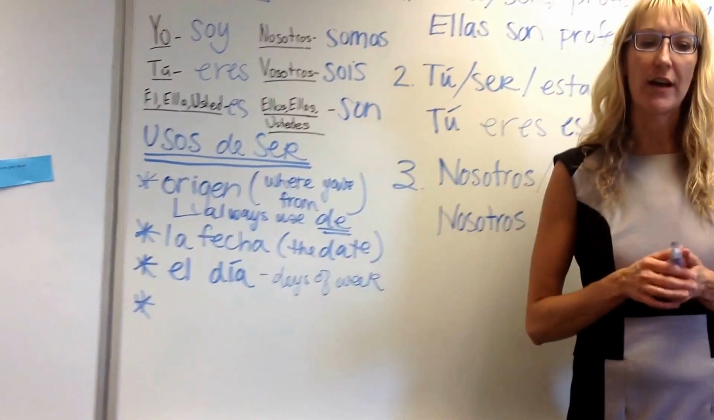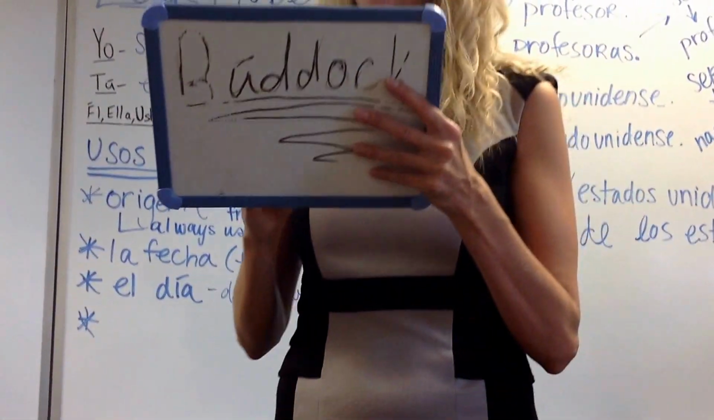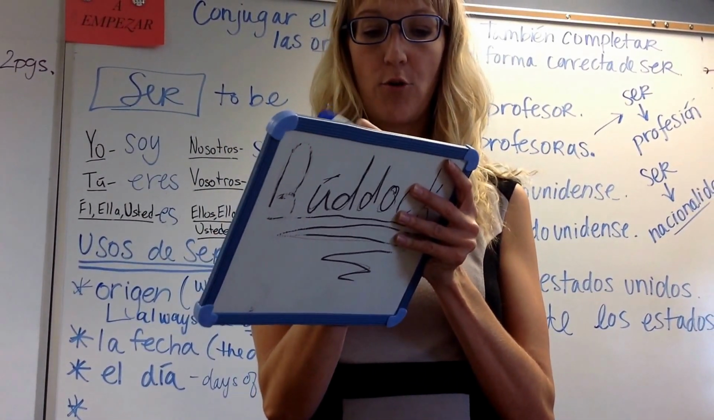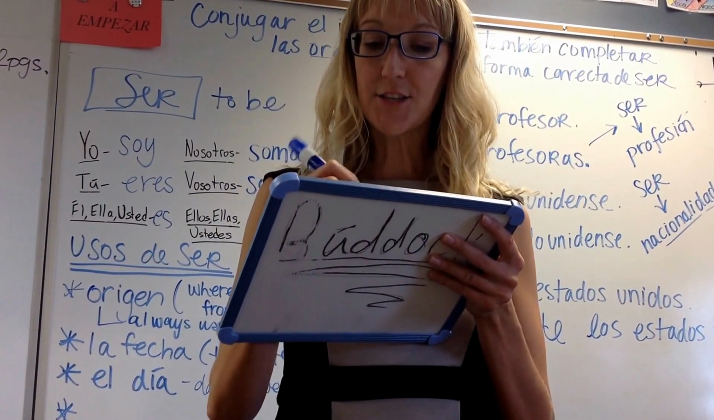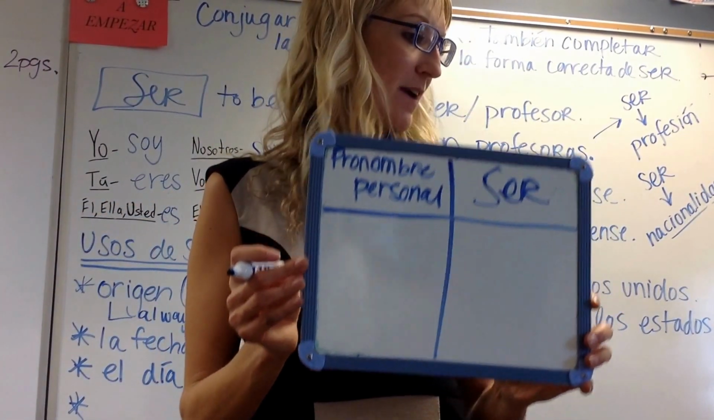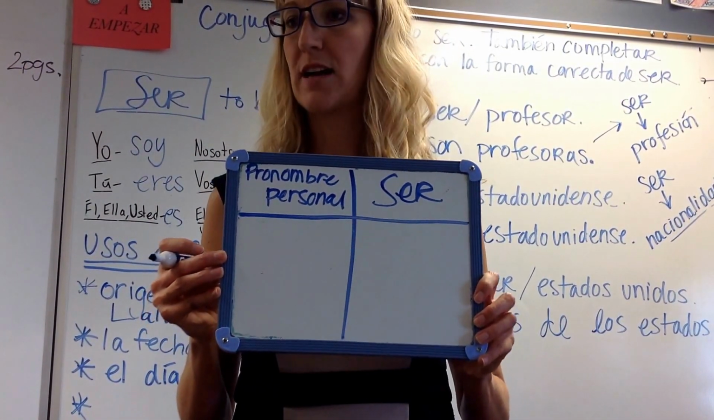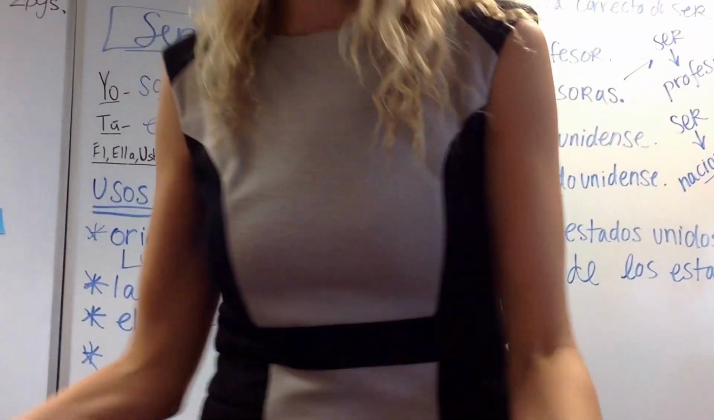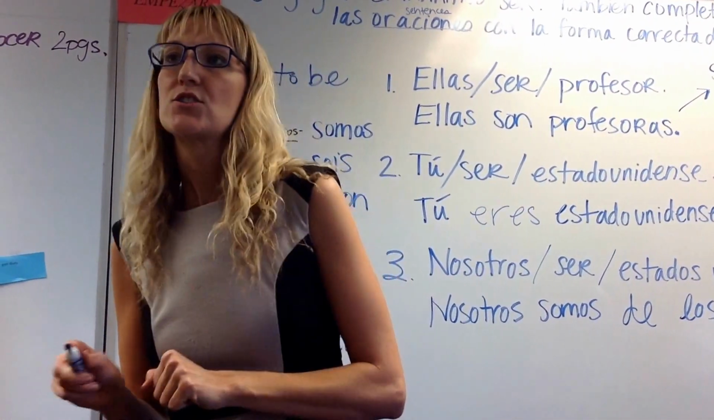Right now on your whiteboard, I want you to draw a line down the middle. On the left side, you're going to write down pronombre personal, and on the right, you're going to write down ser. Then draw a big line. Pronombre personal, and then ser. We really need to work on distinguishing the differences between what is a personal pronoun and what's the actual form of the verb.